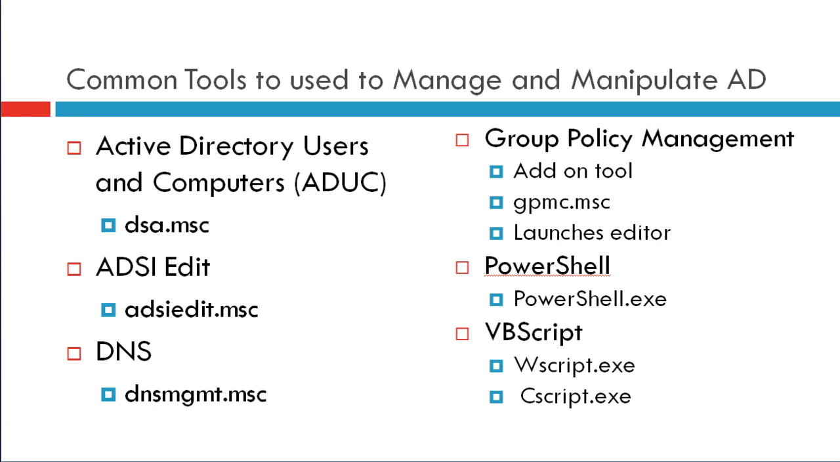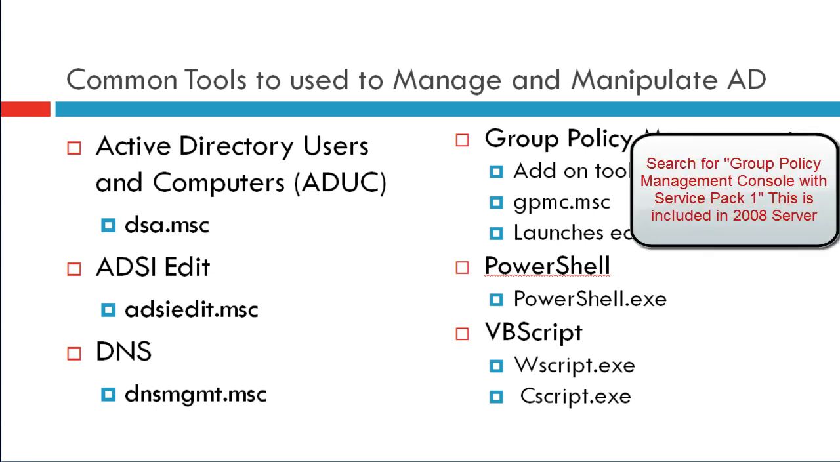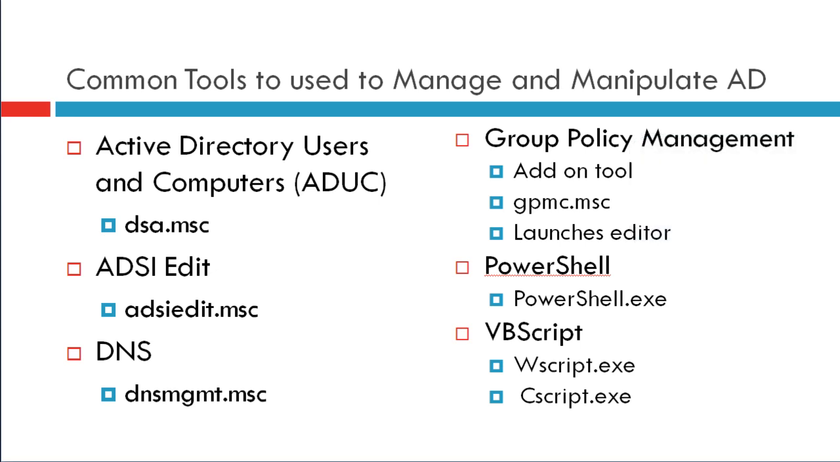You also have the Group Policy Management tool. This is an add-on tool, and it's gpmc.msc. If you do a brand new install of Active Directory and you check the properties of an OU, underneath the group policy tab you would have a link saying install the new group policy management tool, and you just click on that and then follow the directions to install it. This also allows you to manage more easily the different group policies that you're going to have in your domain, and you can launch the editor from here.